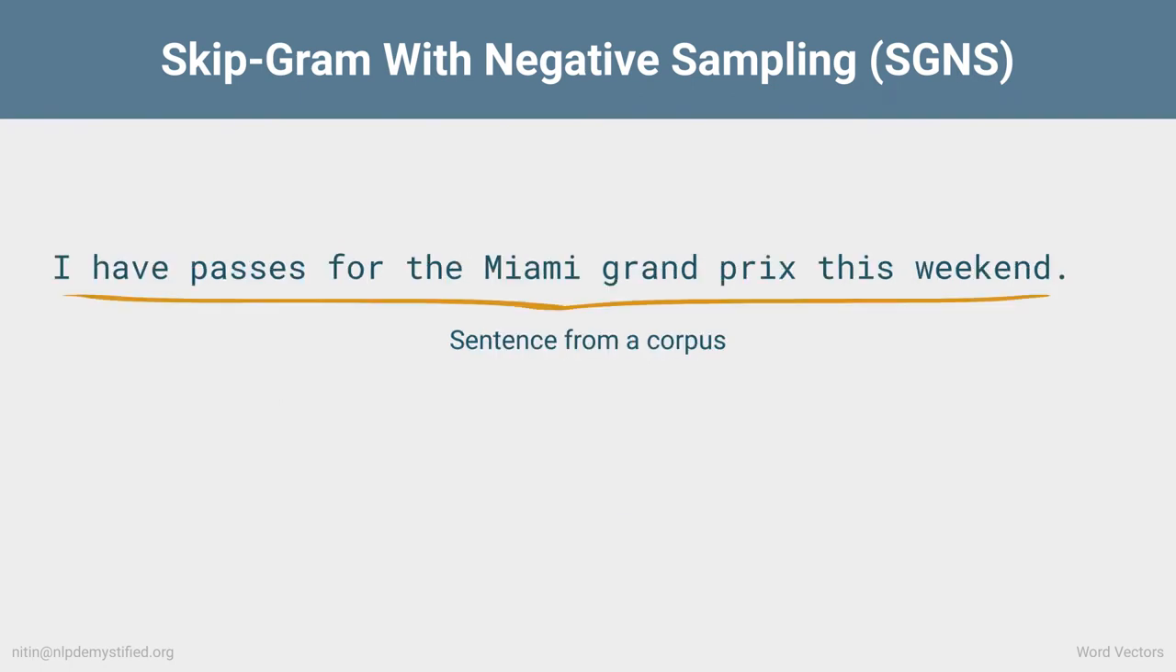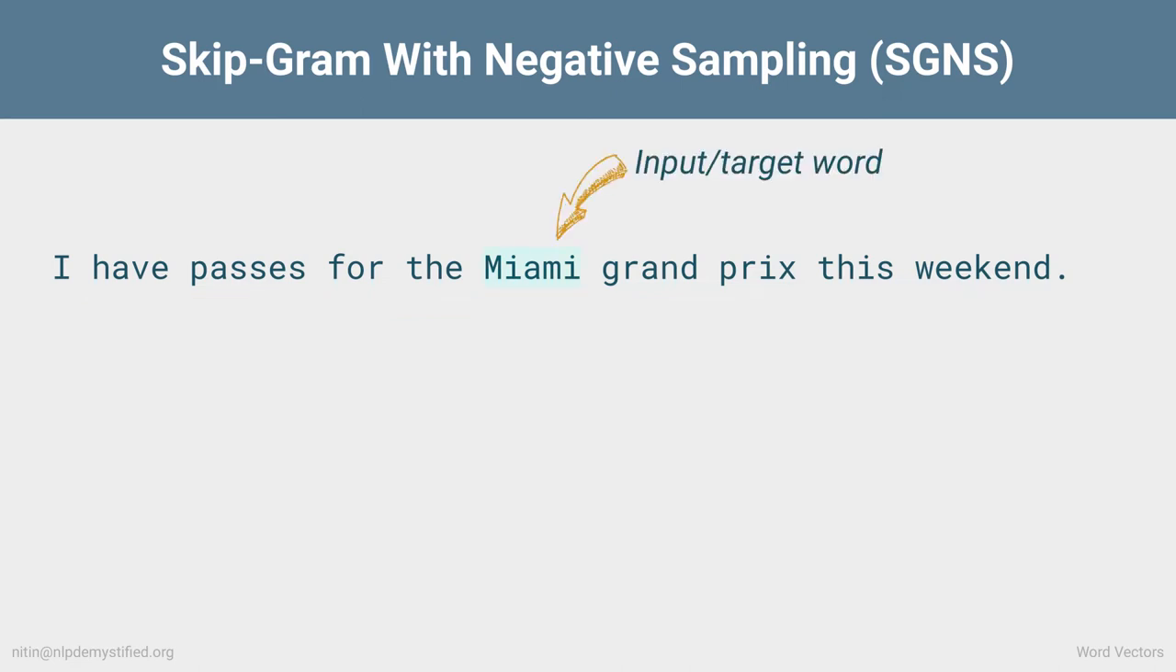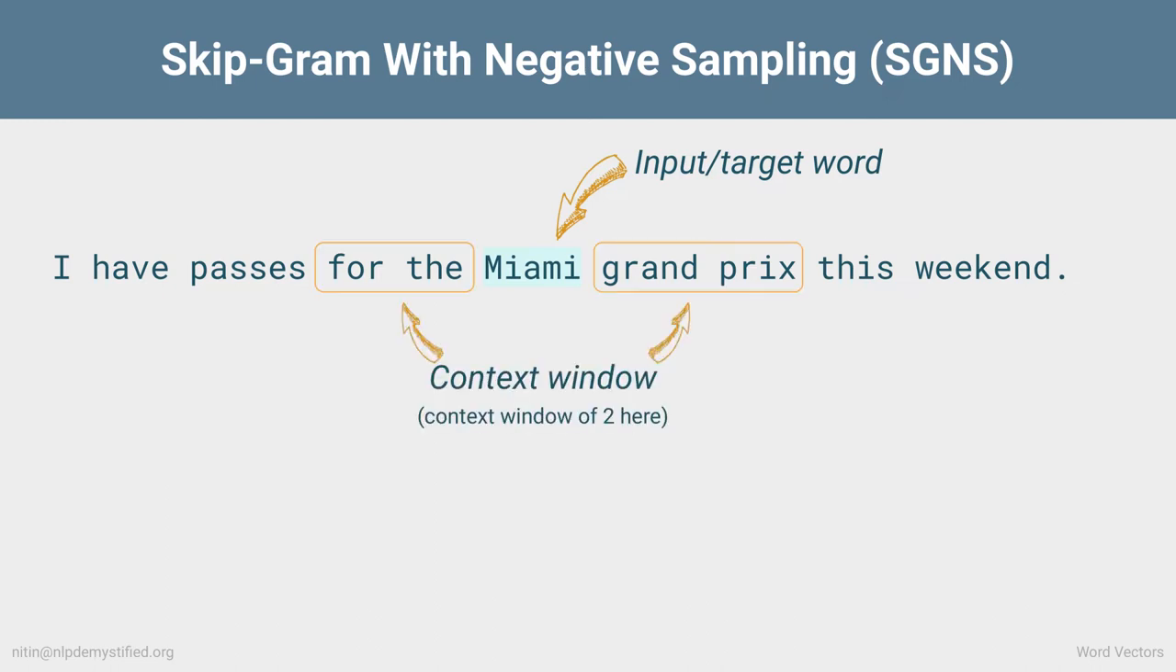Alright, so diving in, let's say we have this passage: I have passes for the Miami Grand Prix this weekend, and pretend it's part of a corpus. With SGNS, one word is always designated the input or target word. In this case, let's say it's Miami. And there's a context window on either side of the target word. In this example, we're using a context window size of 2, but the window size can be treated as a hyperparameter.